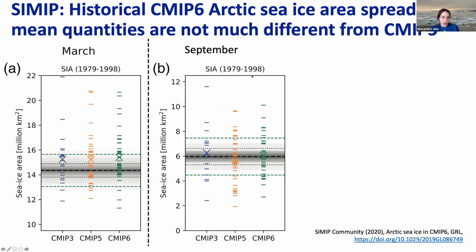I was looking at March and September sea ice area over a decade at the beginning of the satellite observational period, and showing SIMIP 6, 5, and 3. And we can see we continue to see a really large spread in the models. And the mean didn't change significantly either in September or in March. So not much different was the main conclusion from this analysis.